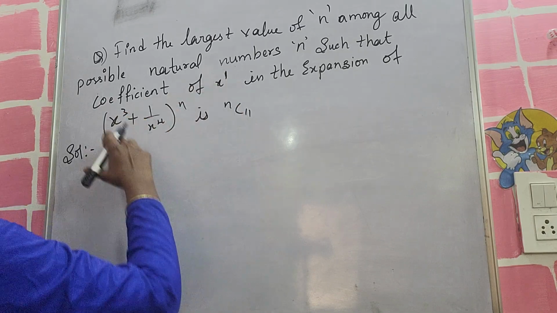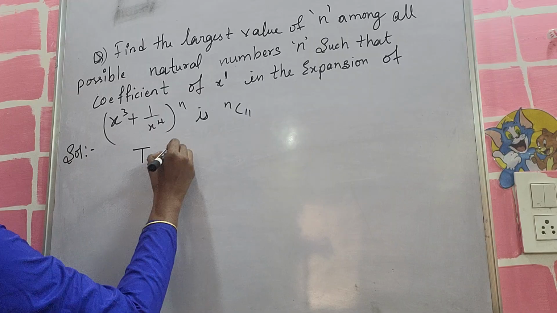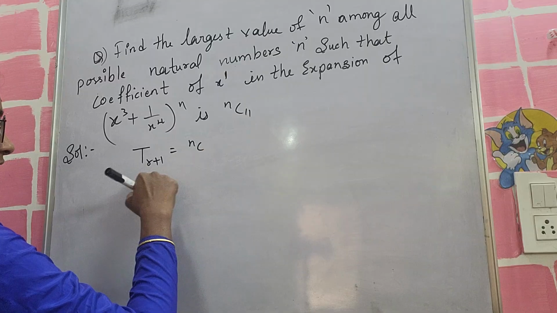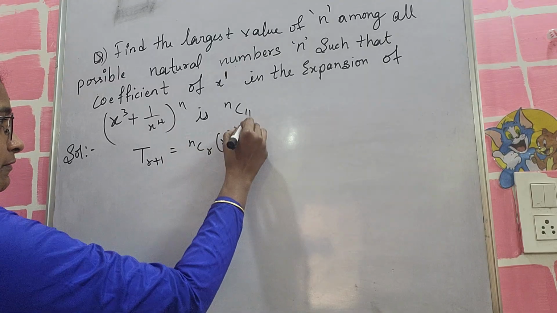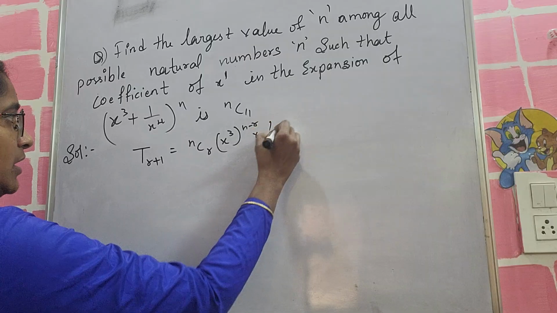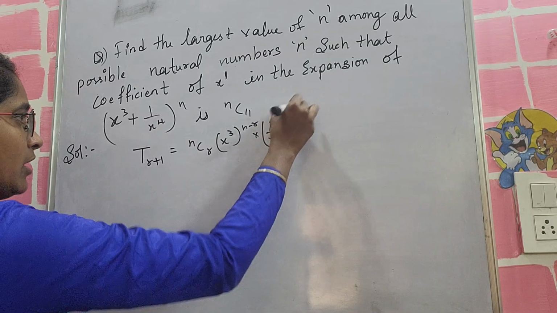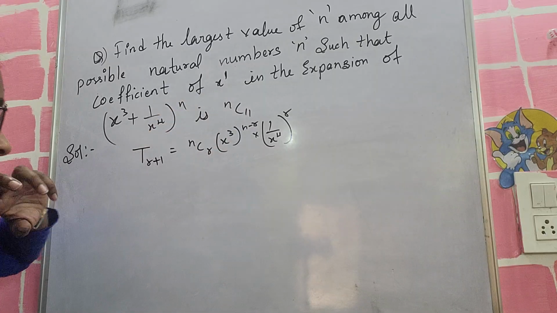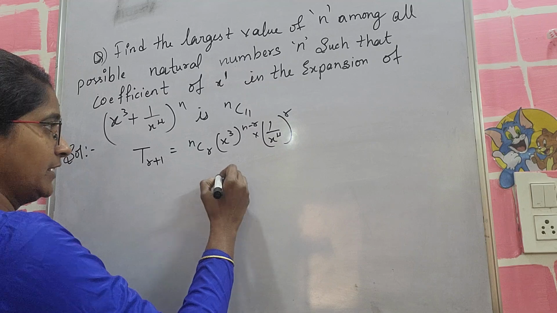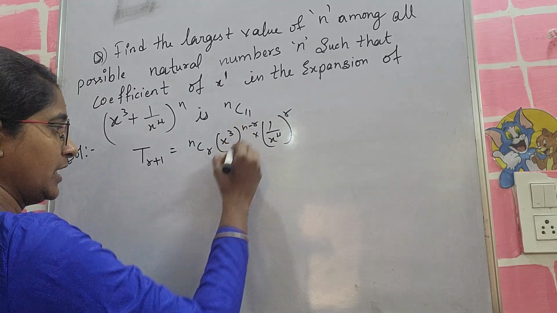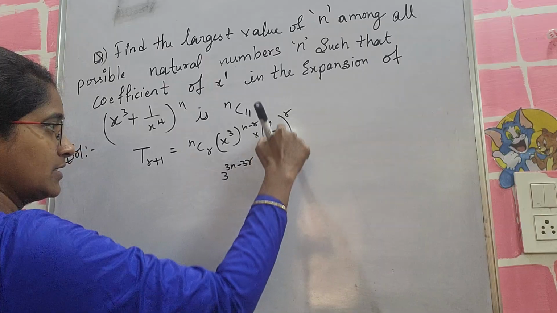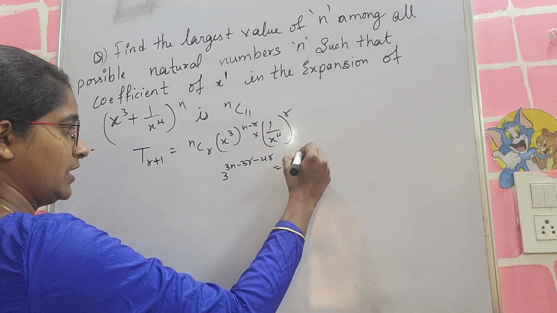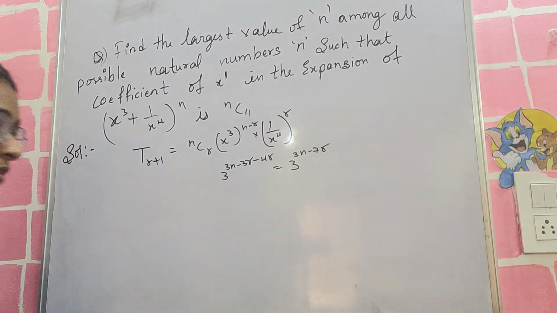First of all, I'll write it in the general form, the general nth term value. NCR x to the power of 3, whole power of n minus r, into 1 by x to the power of 4, whole power of r. If I take only the x terms, because I'm going to compare with the x terms, here I'm going to get x to the power of 3n minus 3r, and then minus 4r, so that is x to the power of 3n minus 7r. Okay, now I got this.